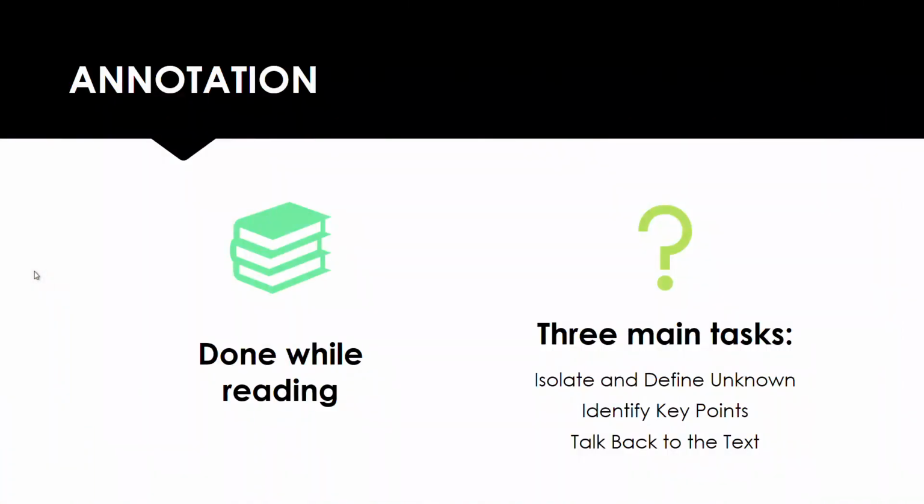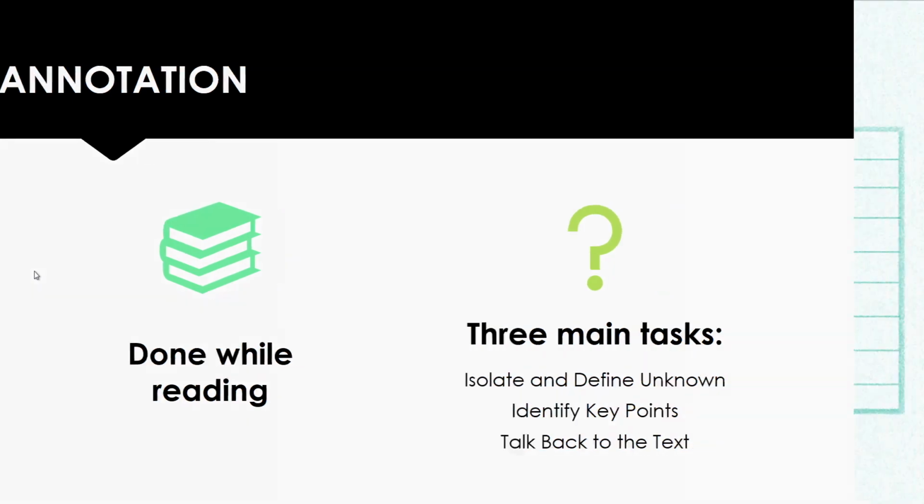Today, we're going to talk about some annotation strategies you can adopt for when you actually read your text. After you conduct your pre-reading investigation, the reading stage is when you perform several crucial steps to improve your reading comprehension. These steps include isolating and defining unknown words or phrases, identifying key details, and talking back to the text. Let's talk about each of these steps in more detail.